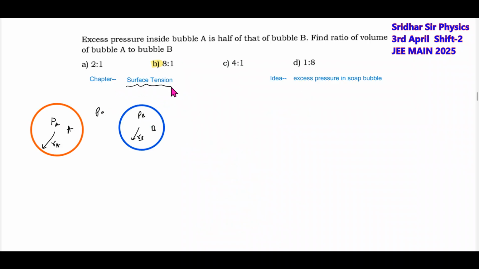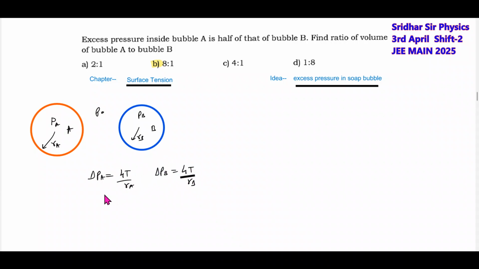And this question belongs to the chapter surface tension, and the idea involved is excess pressure in a soap bubble. This formula is what you should know. Okay, let me begin. There's a bubble A, there's a bubble B. Excess pressure inside bubble A is half that of the bubble B. Excess pressure is asked. So delta P A should be equal to 4T by RA. Then excess pressure in the bubble B will be 4T by RB.